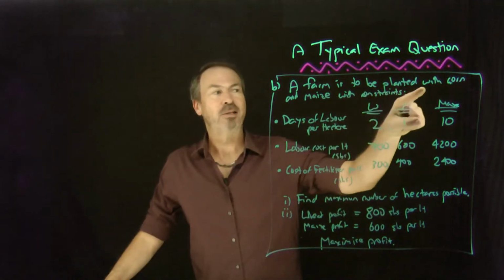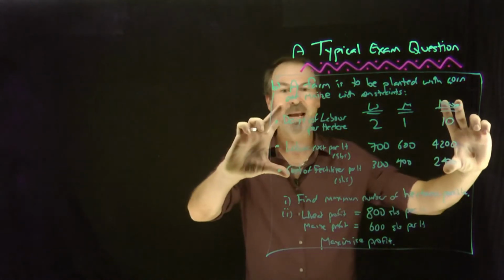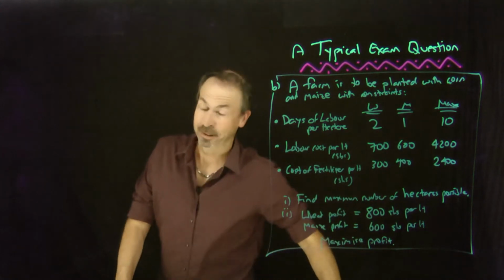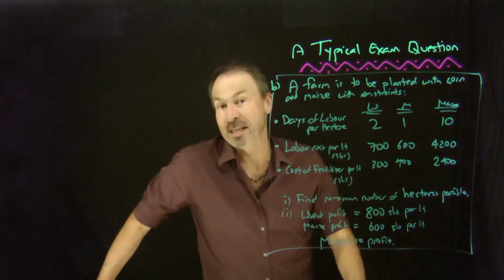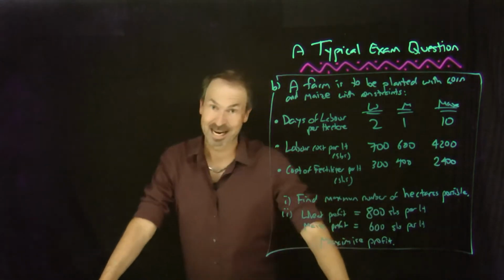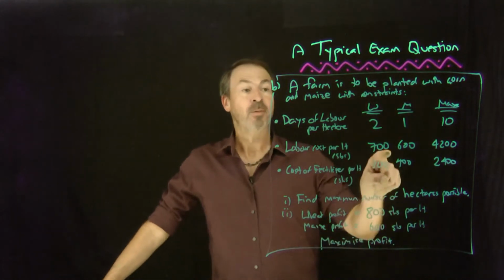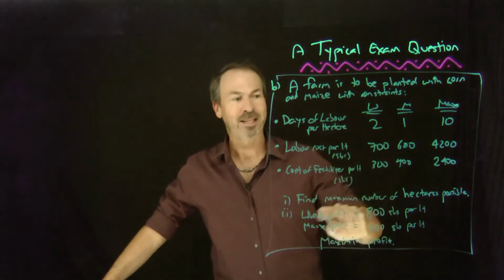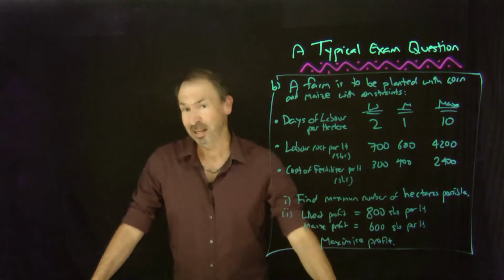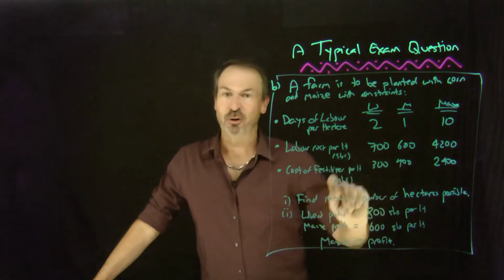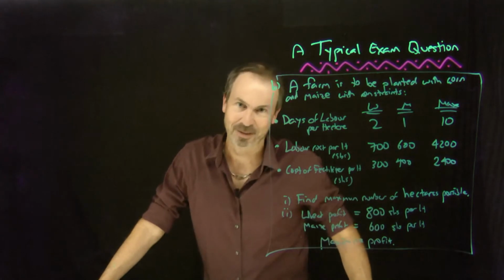A farm is to be planted with wheat and with maize, with the following constraints, and the constraints are given like a little table. The days of labor per hectare. For wheat, it requires 2 days of labor for 1 hectare of planting. For maize, 1 day of labor, and we can do at most 10 days of labor. The cost for labor per hectare in Tanzanian shillings is 700 shillings per hectare for wheat, 600 for maize, and we have at most 4,200 to spend. The cost of fertilizer per hectare for wheat is 300 shillings, for maize is 400 shillings per hectare, and we have a maximum of 2,400 shillings to spend.